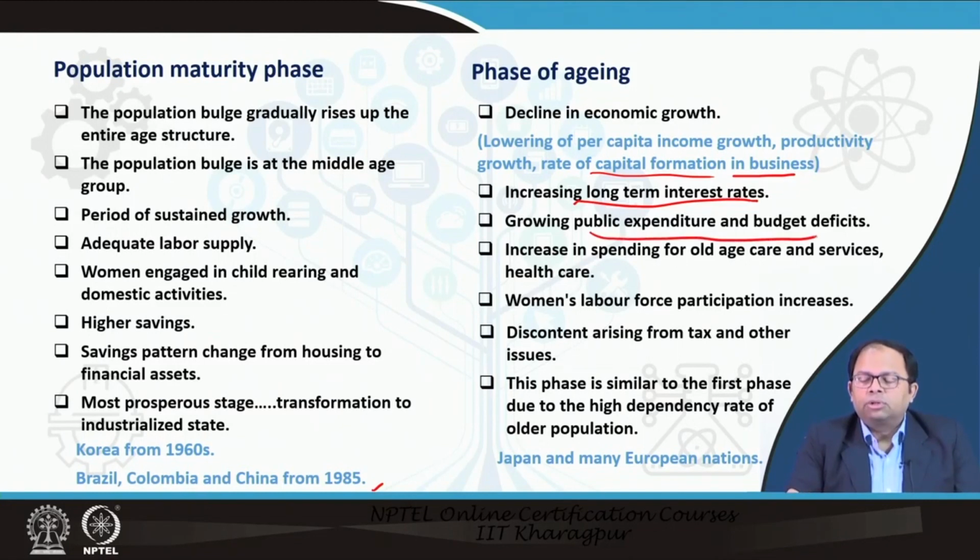the different kinds of social services for old people and other population groups. Then there is an increase in spending for old age care and services. Women's labor force participation also increases. Discontent arising from tax and other issues. So, this phase is almost similar to the first phase, where we had a high dependency rate of younger people; here we have a high dependency rate of older population. That means more older people have to be supported. So again, the young working age population has to work more, women have to also get into the work, and so on. This is true for Japan and many European nations.